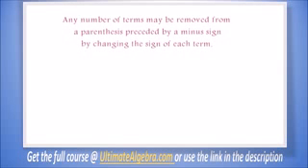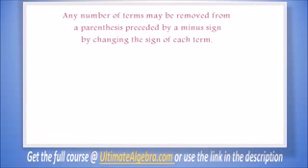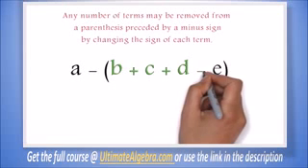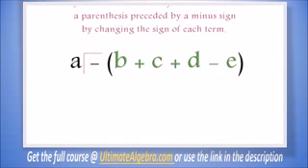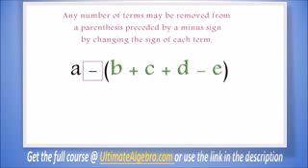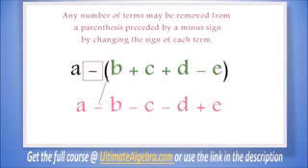More on parentheses. Any number of terms may be removed from a parentheses preceded by a minus sign by changing the sign of each term. Example, we have b plus c plus d minus e in parentheses, and the parentheses is preceded by a minus sign. If you want to remove the parentheses, then you would have to change the sign of each of the terms in the parentheses. The b was plus, it changes to minus. The c was plus, it changes to minus. The d was plus, it changes to minus. The e was minus, it changes to plus.